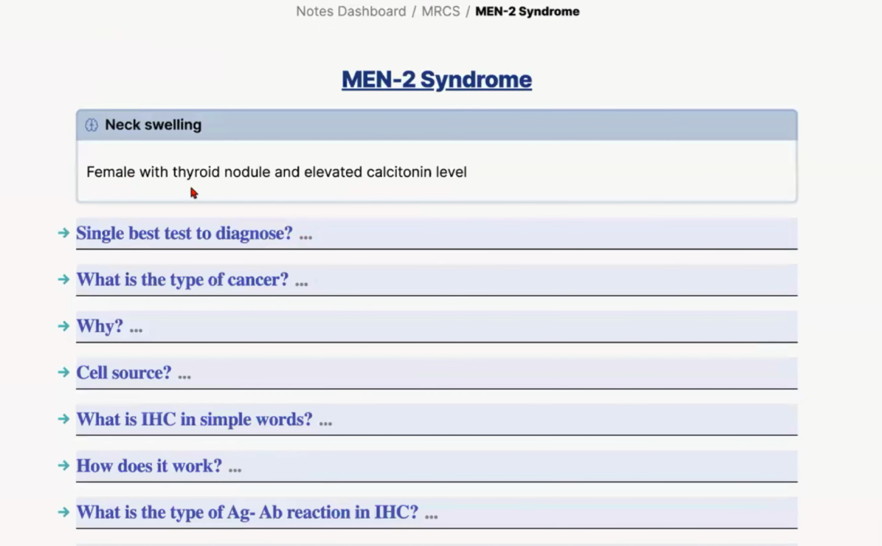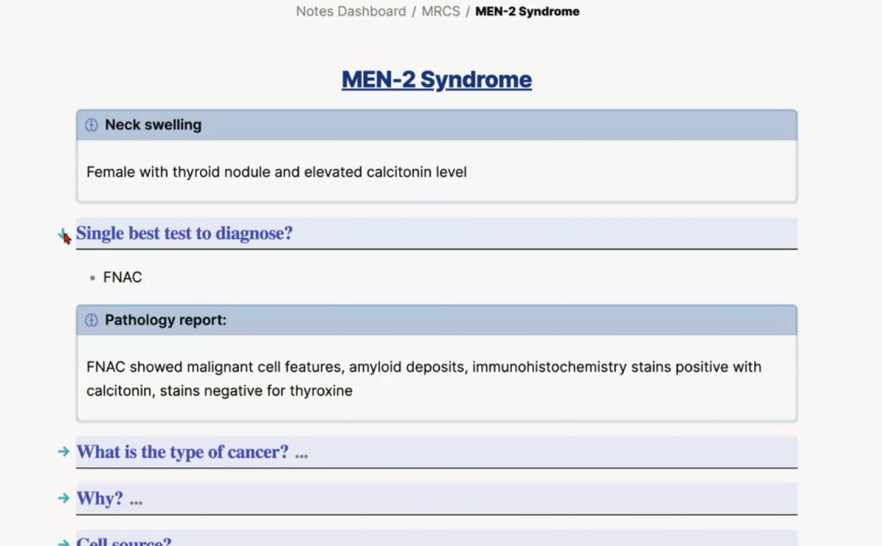Right. You have a female patient with thyroid nodule and elevated calcitonin level. What is the single best test to diagnose? Fine needle aspiration. You're referring to a biopsy, so fine needle aspiration and cytology, and immunohistochemistry as well. Correct. So these are the key points to mention, the cytology and immunohistochemistry, because the needle aspiration in itself is not diagnosis. We've done the fine needle aspiration and cytology, which showed malignant cell features, amyloid deposits, immunohistochemistry stains positive for calcitonin and stain negative for thyroxine.